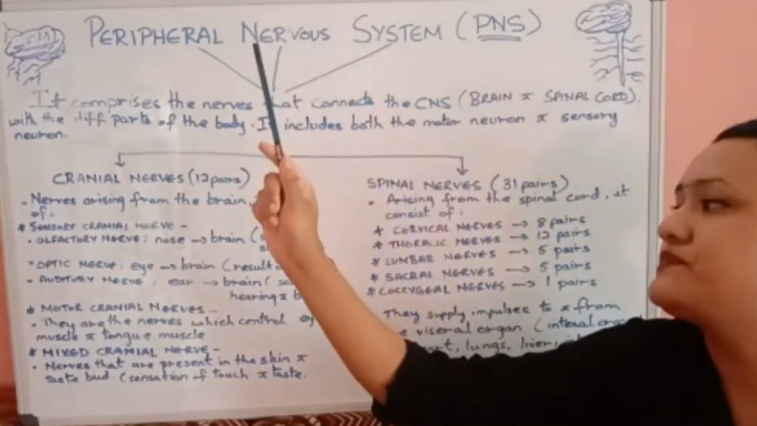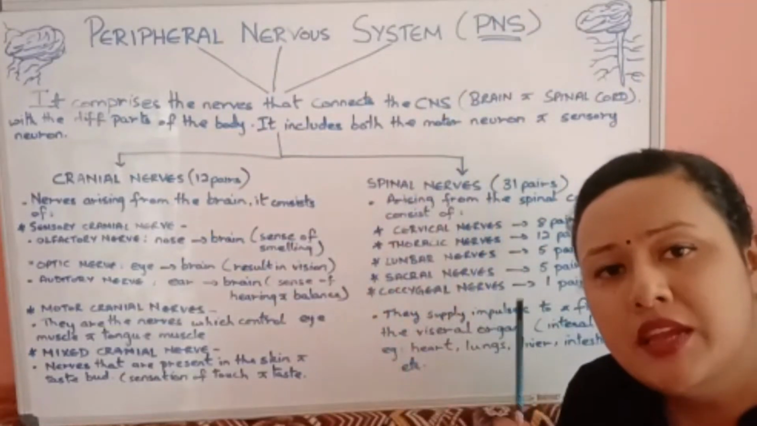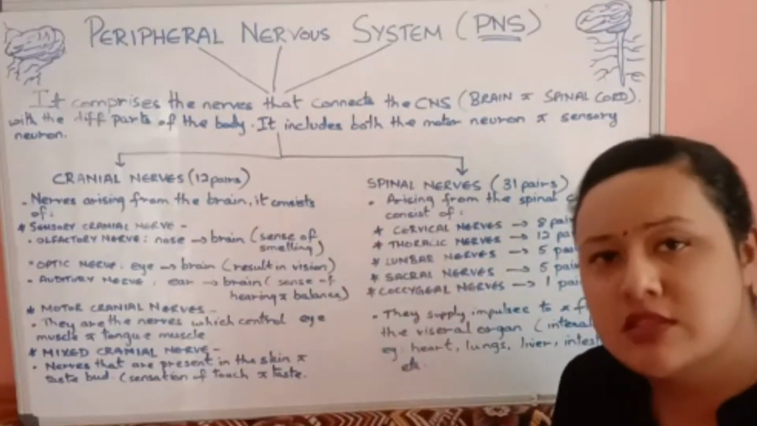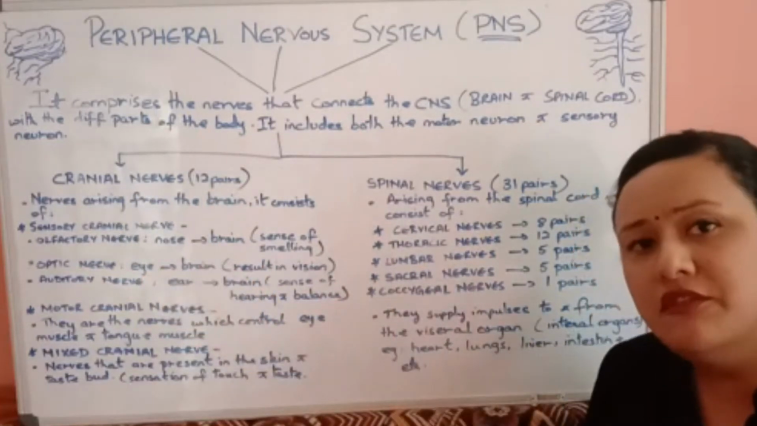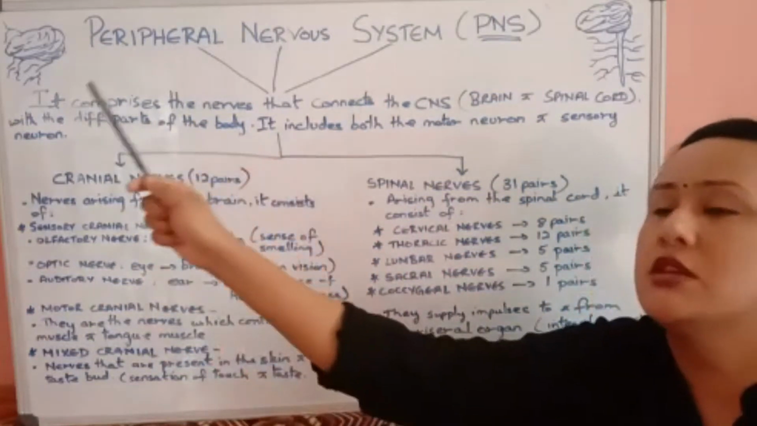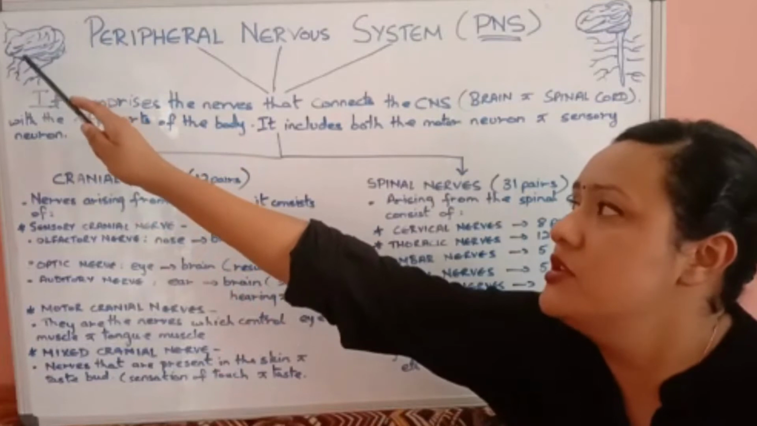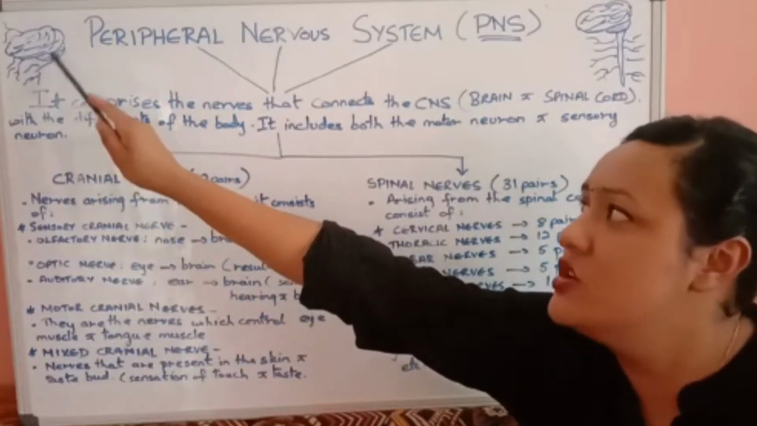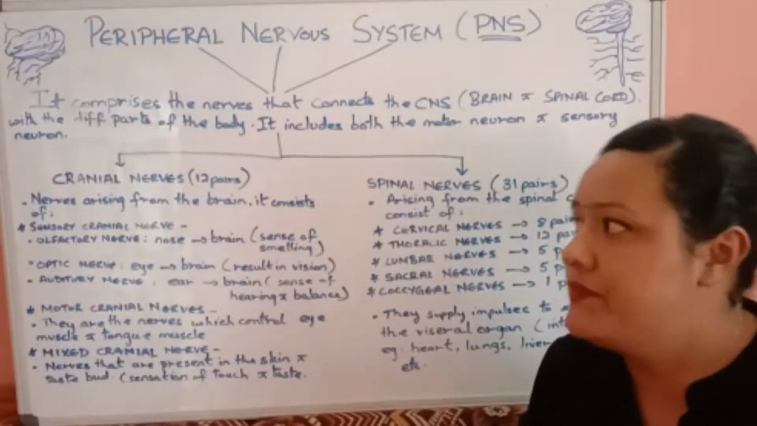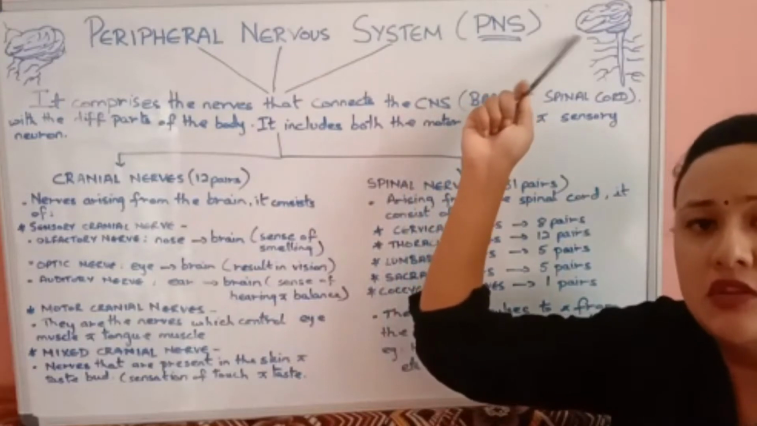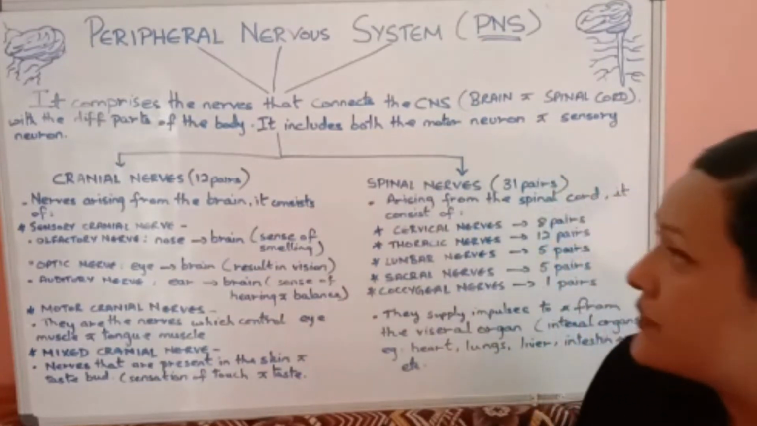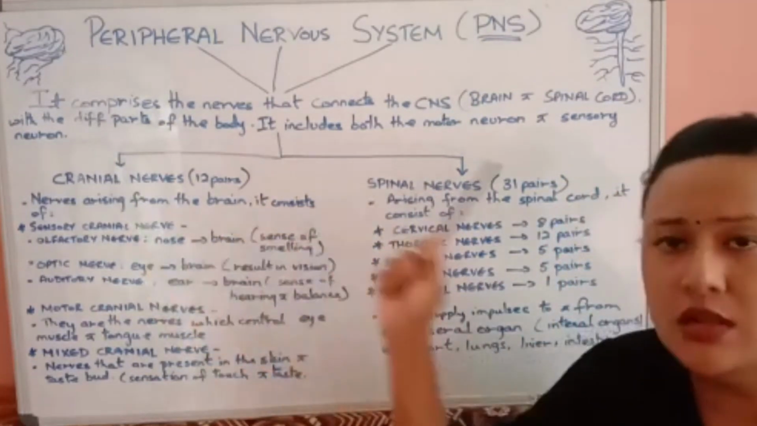This system is mainly divided into two. We are going to study the two nerves that make up this system: the cranial nerve and the spinal nerve. The cranial nerves are the nerves that arise from the brain. You can see here the diagram that I've drawn for you. The nerves arising from the brain are known as the cranial nerves, and the spinal nerves are the nerves that arise from the spinal cord. So they are of two types, cranial and spinal.